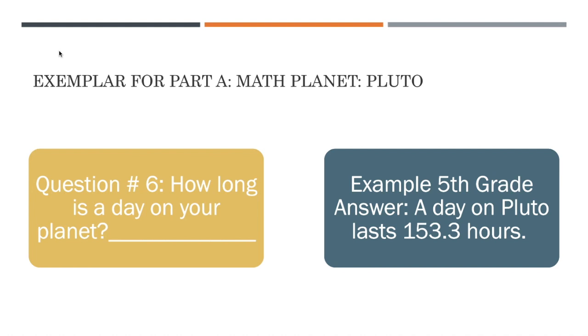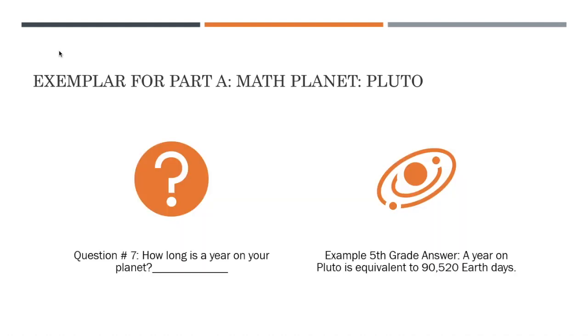Question 6. How long is the day on your planet? Okay, the example answer, a day on Pluto lasts about 153.3 hours. Woo! It's a long day. Would you like to be in school for that whole day? Man, that'd be a long day. Okay. Exemplar from Part A, Math, Planet Pluto.